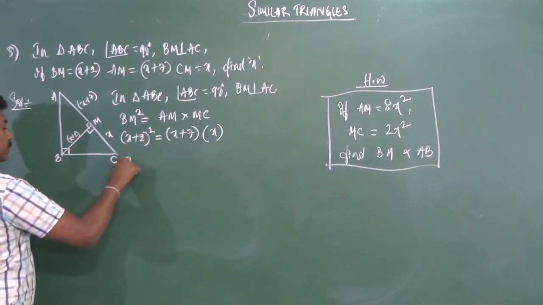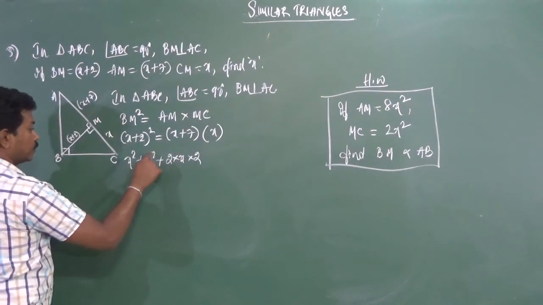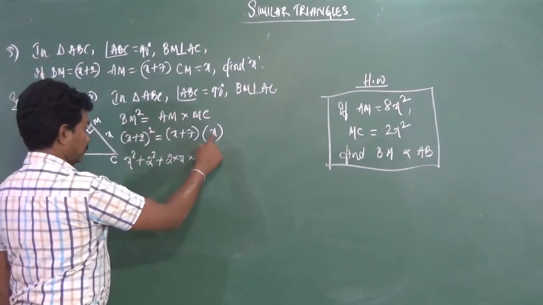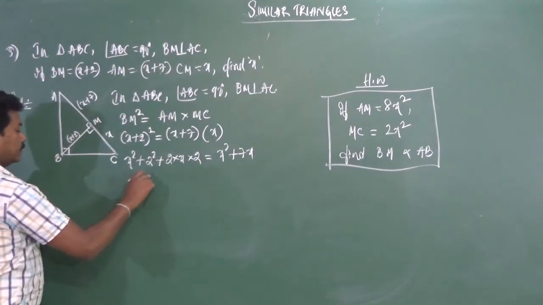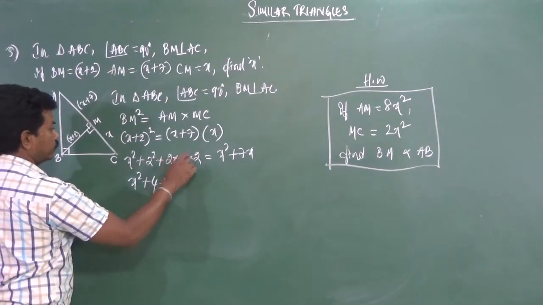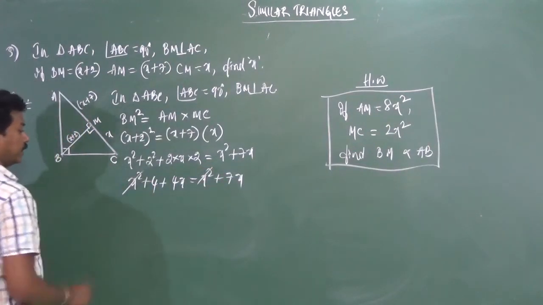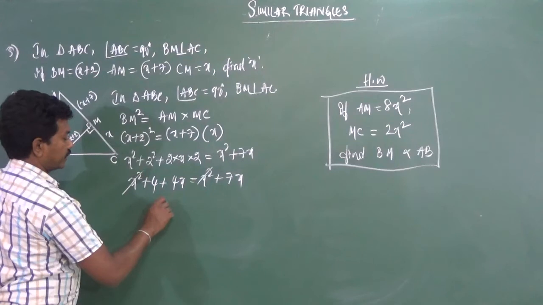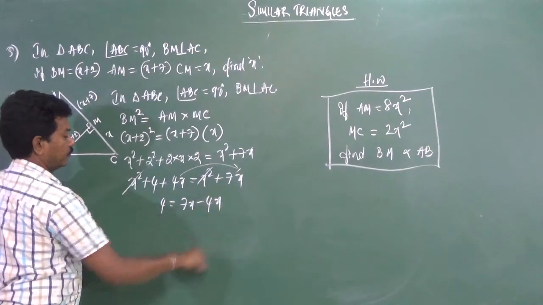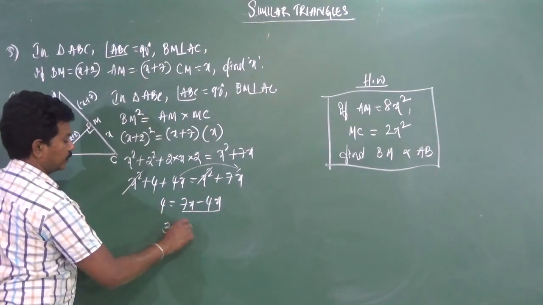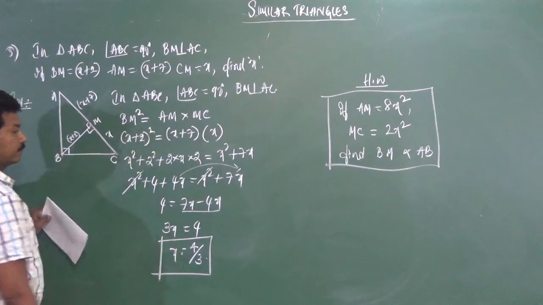We will expand that. So x square plus 2 square plus 2 into x into 2, that is A square plus B square plus 2AB, is equal to x into x is x square plus x into 7 is 7x. So x square plus 4, 2 square is 4, plus 2 into 2 into x is 4x, is equal to x square plus 7x. So x square and x square cancel. We are left with 4 plus 4x. We will transpose this 4x to the RHS. So 4 is equal to 7x minus 4x. 7x minus 4x is 3x is equal to 4. So x is equal to 4 by 3. So the value of x is 4 by 3.